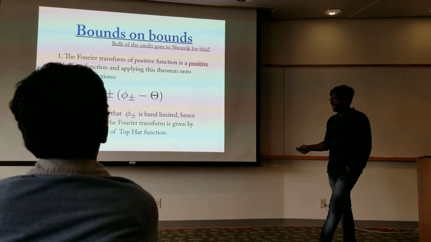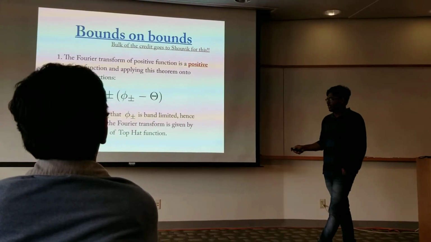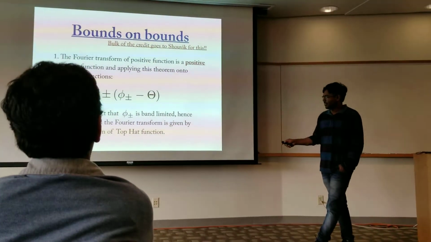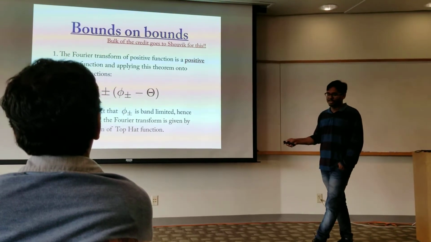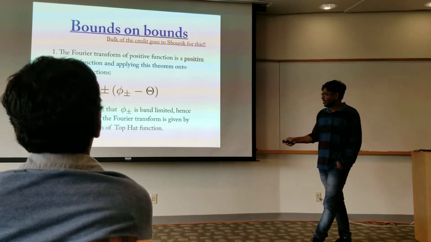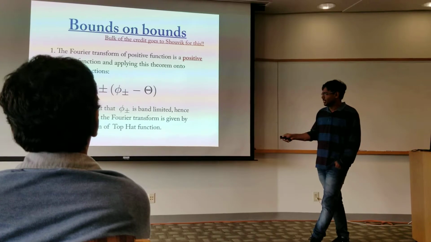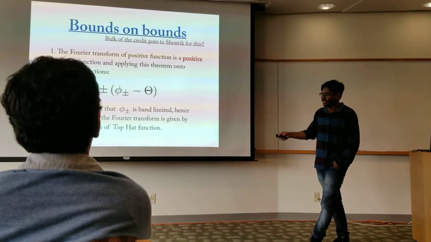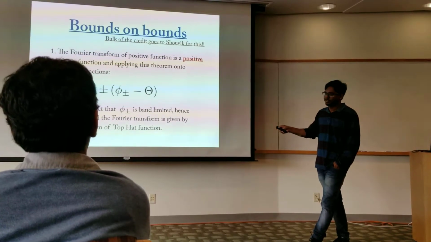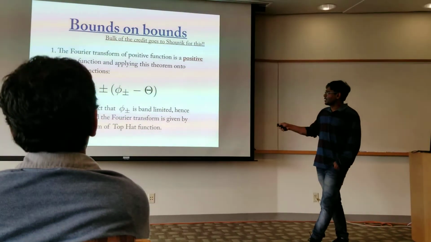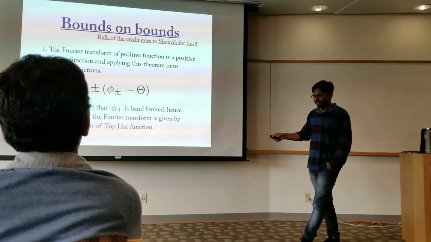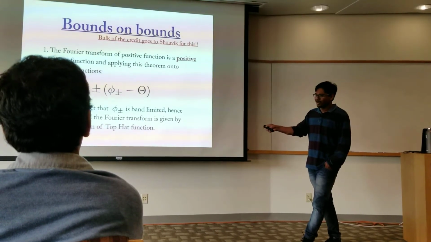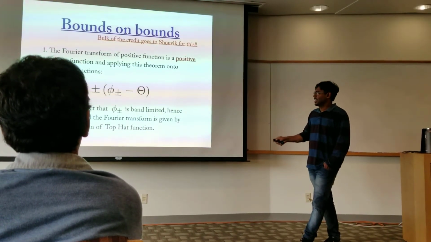And as I was saying, we are approximating the indicator function with phi plus and phi minus. So phi plus minus the indicator, and indicator minus the phi minus. These two functions are positive functions. So its Fourier transform would be a positive definite function, which is different than a positive function, by the way.